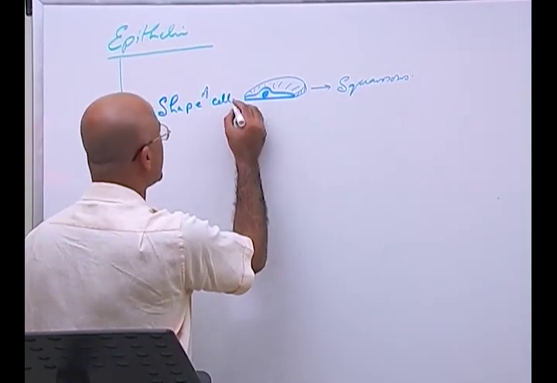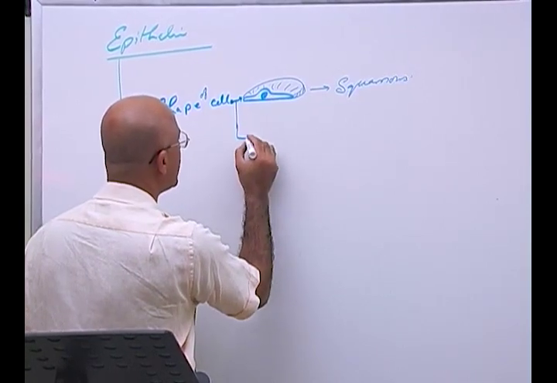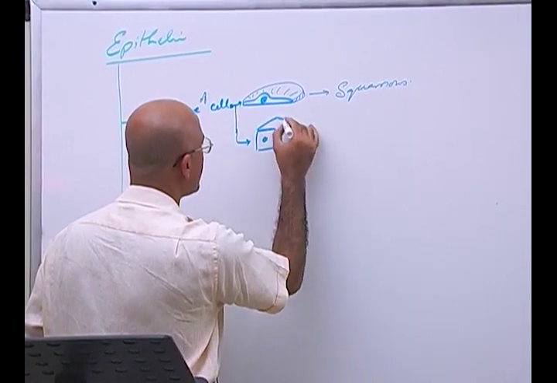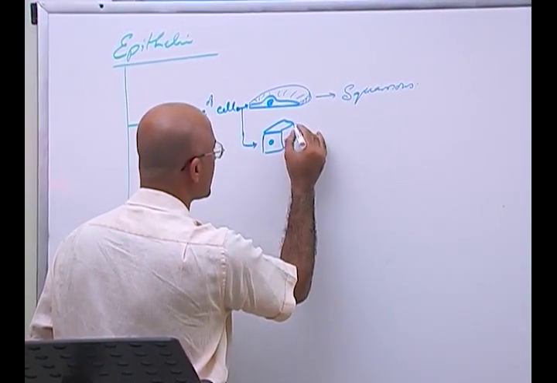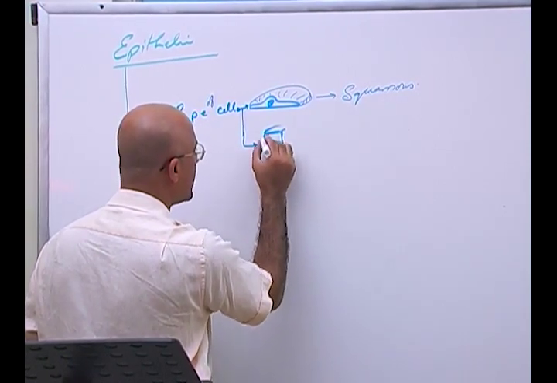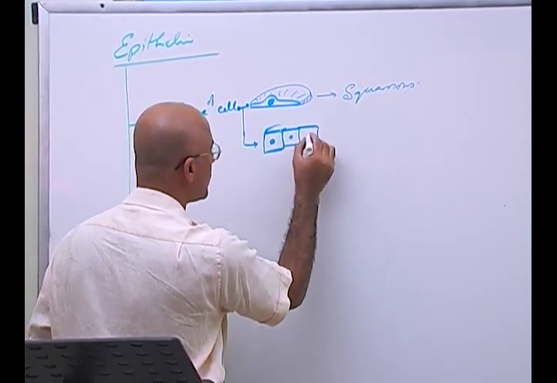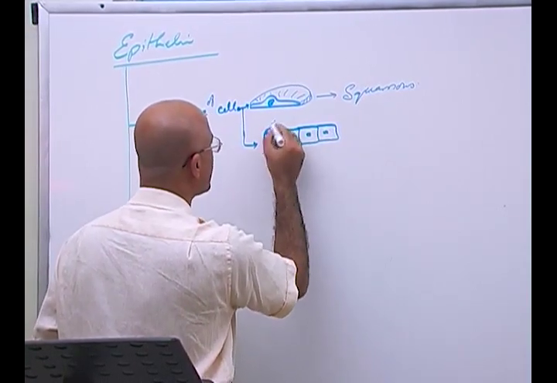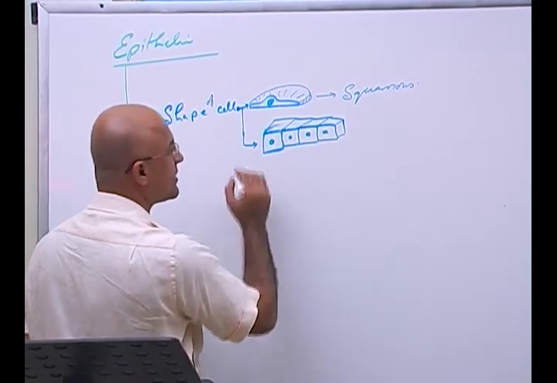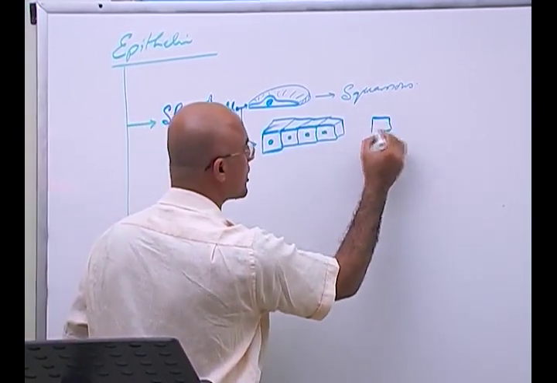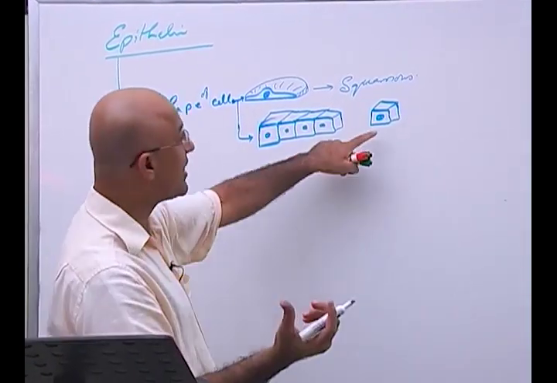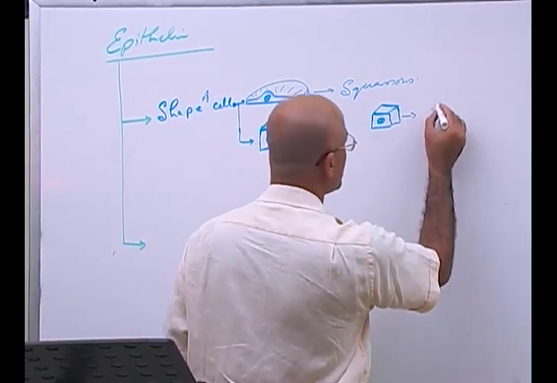Then there are other epithelial cells, and those epithelial cells have equal height, width and depth. Such cells which have these features are like a cube. Because these cells are like a cube, such epithelial tissue which has cells like cubes is called cuboidal epithelium.